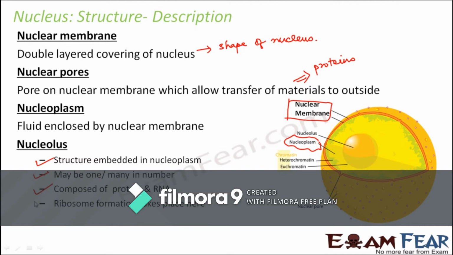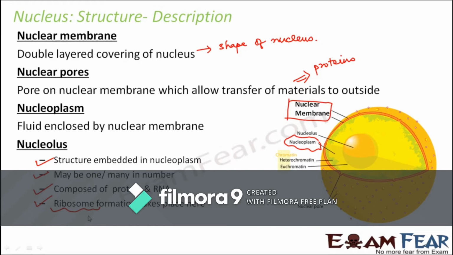So ribosome formation takes place here. What are ribosomes? Ribosomes are the sites of protein synthesis. So ribosomes are the place where protein synthesis happens. Now why is protein synthesis so important? If you look at each and every part of our body, everything at the end of the day is composed of proteins. So proteins are an integral part of our composition. So we are all composed of a lot of proteins.